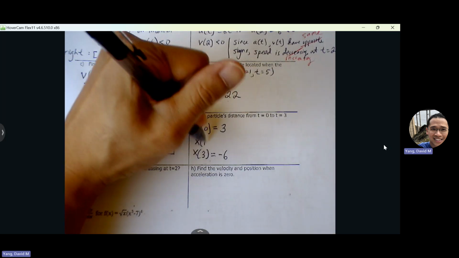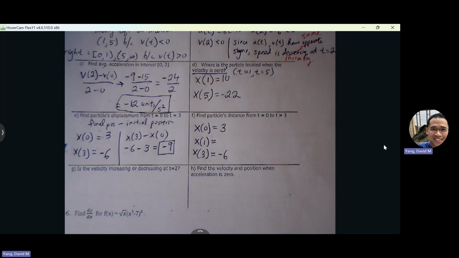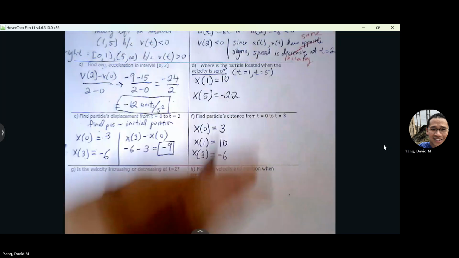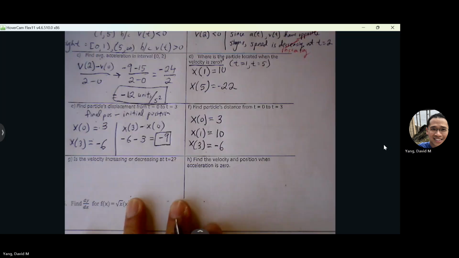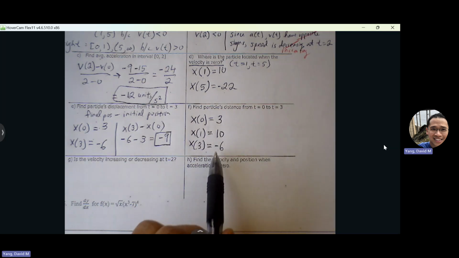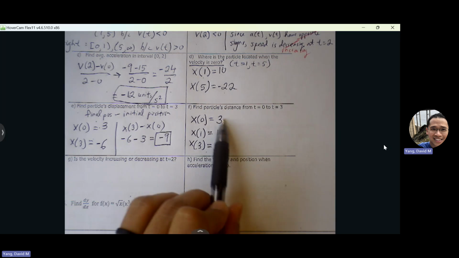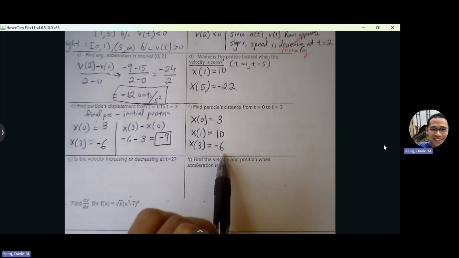We need to find where the particle is at the time of the direction change, so I plug that t into the position function. In this case, I get 10. All right. So adding a bunch of numbers is probably not going to get you the right answer.